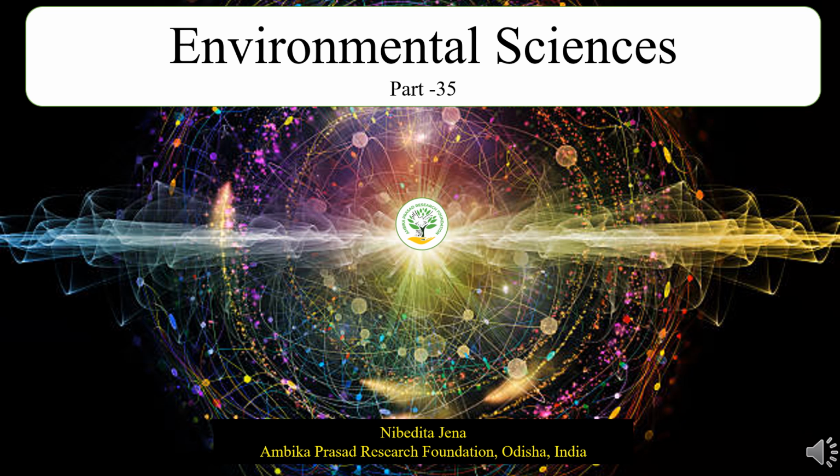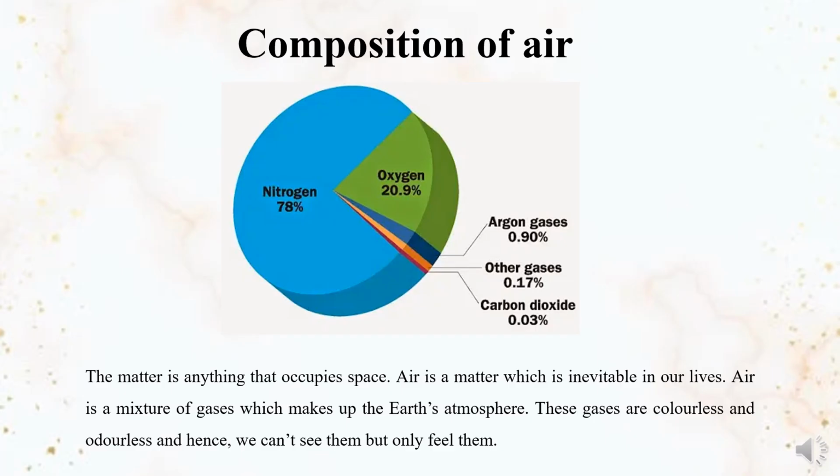So today in this part of environmental sciences, we are going to discuss the composition of air, particles, ions and radicals, and chemical speciation and photochemical smog. So let's start. First of all, let's discuss the composition of air.